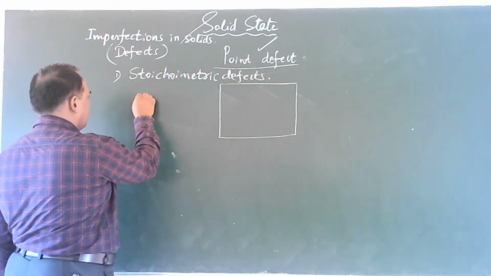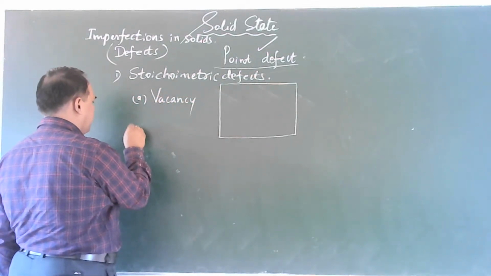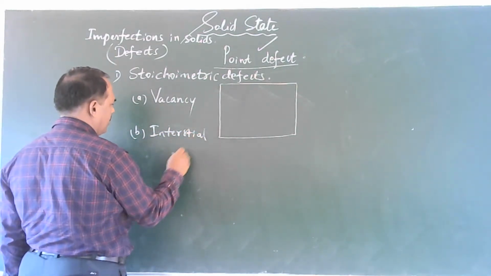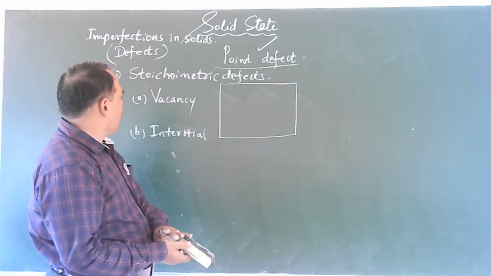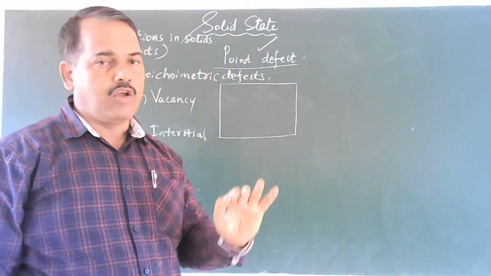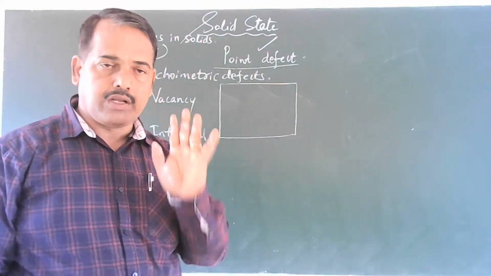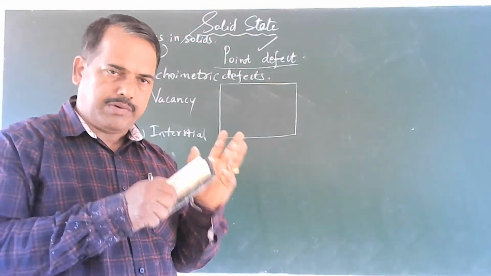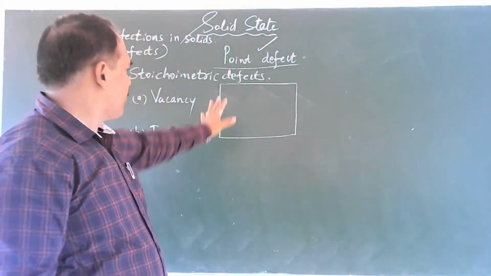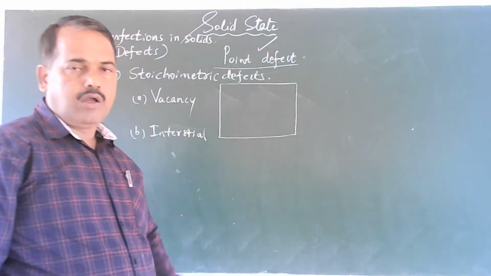See, in the stoichiometric defect, we again have vacancy defect and interstitial defect. What are the two types of stoichiometric defects? Stoichiometric defect means the stoichiometric number of particles and all its chemistry holds good. That is the ratio of the combination of the particles, its molar mass, everything, that is called stoichiometric defects. And it has two types. One is vacancy defect and the other is interstitial defect.